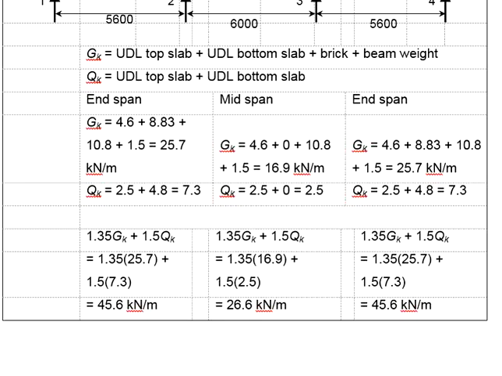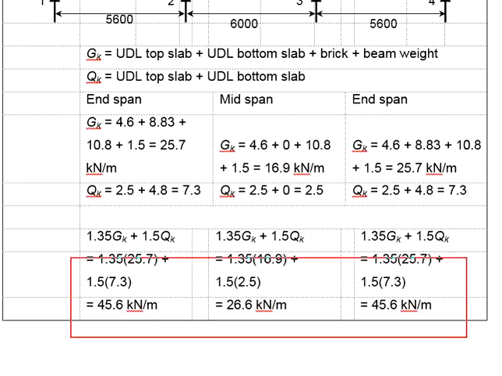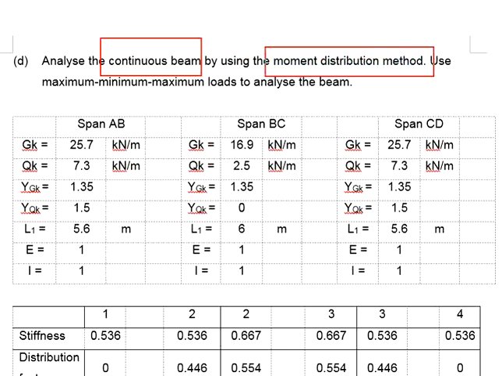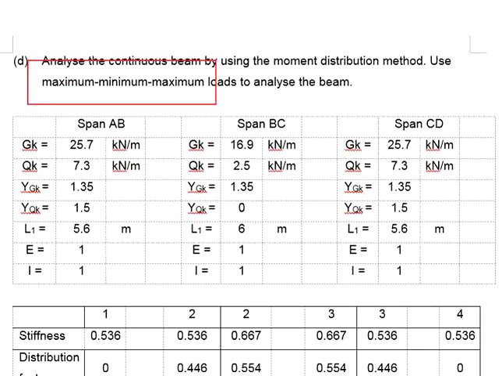Now that we have acquired the design loads acting on the beam, the next question asks you to analyze the continuous beam using the moment distribution method. The question specified that the load arrangement will be maximum, minimum, maximum loads.